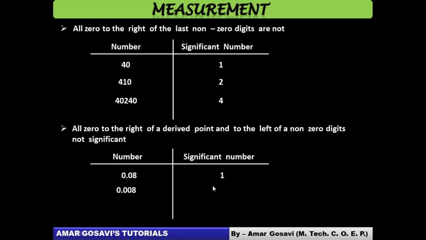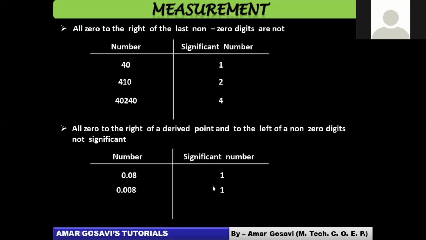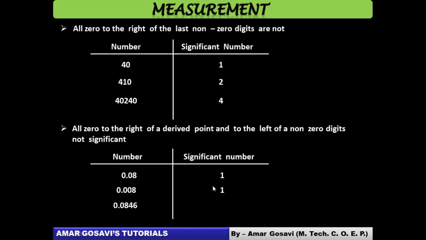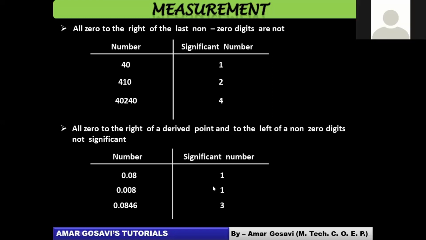Any idea? 1. Okay, yes, correct. 1. Very nice. Good. So you have understood how to work out significant figures. Now, in this case, how many significant figures are there? Any one of you can just unmute and speak. 3. Yeah. Good. Now you understood how you work out significant figures.